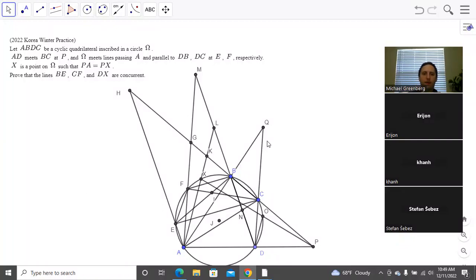Wait, so sorry, I have a little mistake here. So we don't need HM. We don't need any of these points up here. Actually, it's just a typo because my diagram is a little different. So let me just fix it.